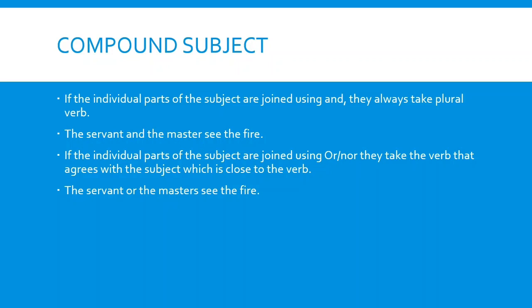For example, here in the sentence, the servant or the masters see the fire. Why is the plural verb being used here? Reason: the masters, that is the subject that is exactly before, very close to the verb, is plural. That's why the verb is plural.